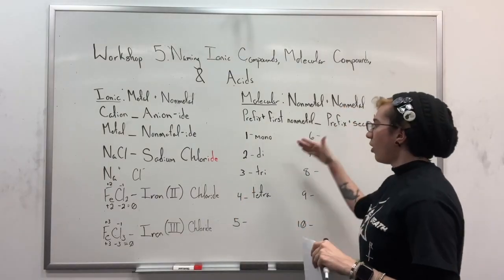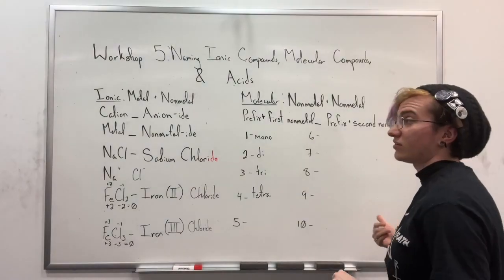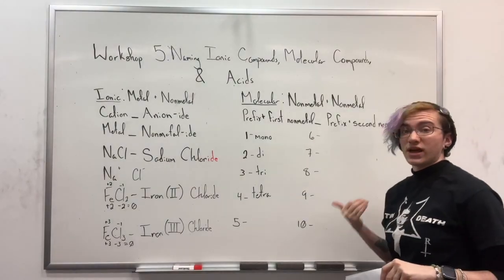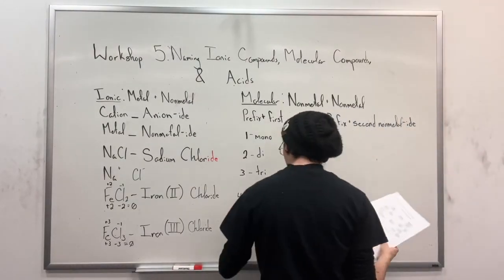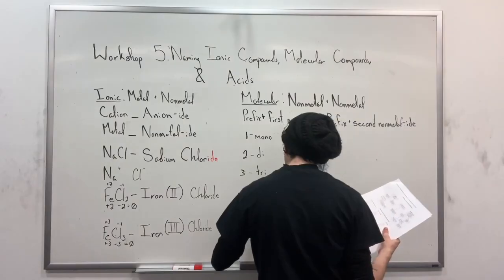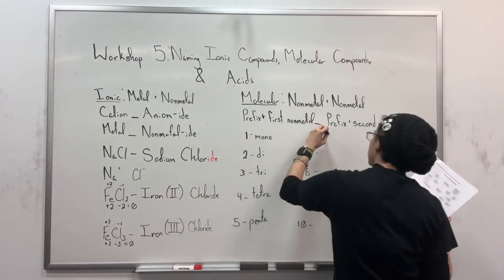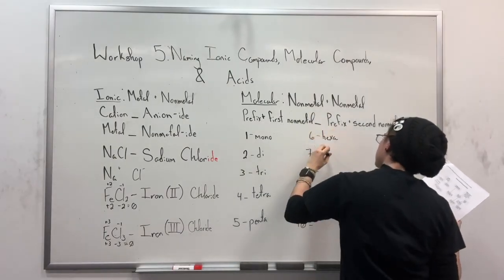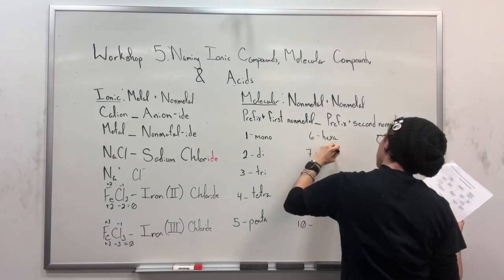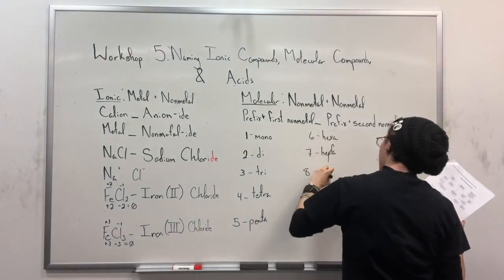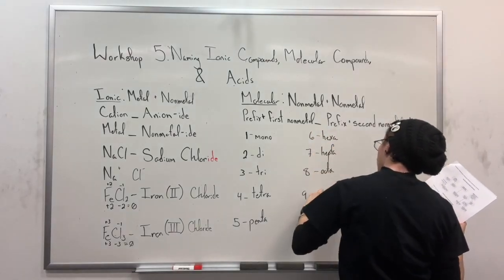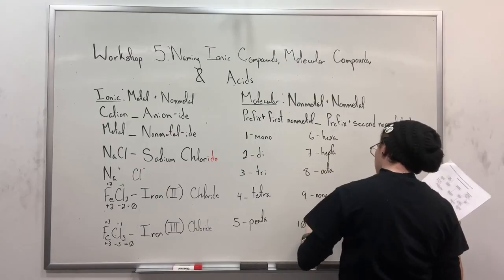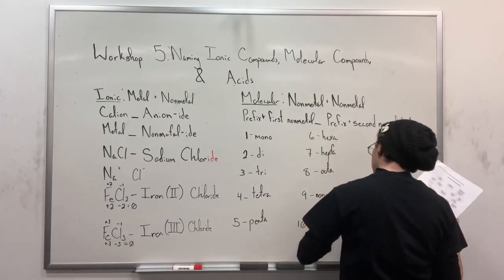And then from 5 onwards, it follows the same prefixes that you would assign to shapes that have the same number of sides. So 5 is penta. 6 is hexa. 7 is hepta. 8 is octa. 9 is nona. And 10 is deca.